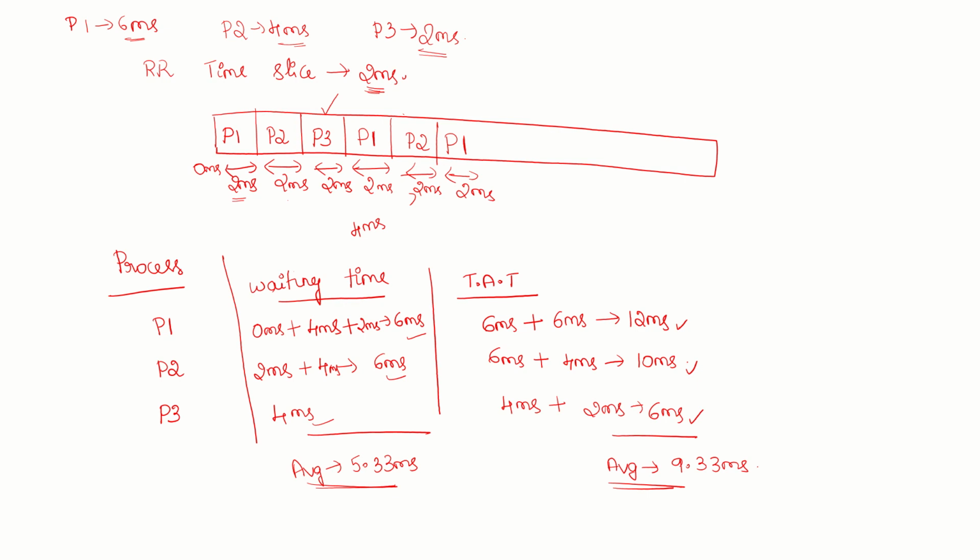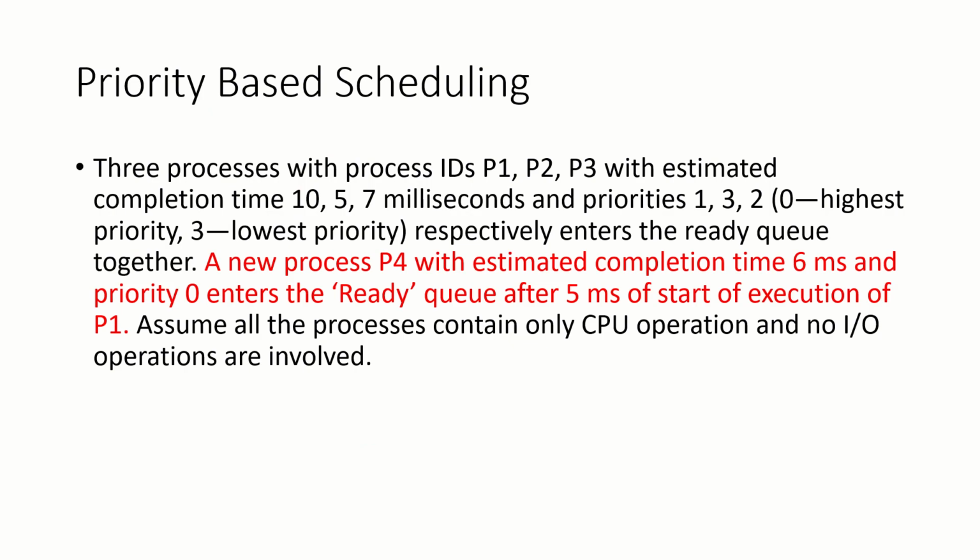Here also we will be executing by considering the priority. So priority based scheduling. Okay, now let's move on to the last scheduling algorithm, numerical. Priority based scheduling. Here, first we have to go through the statements. First part of statement. Three processes with process IDs P1, P2, P3 with estimated completion time 10 milliseconds, 5 milliseconds and 7 milliseconds. But here we are given the priorities. Priorities of 1, 3, 2. 0 is the highest priority, 3 is the lowest priority, respectively.